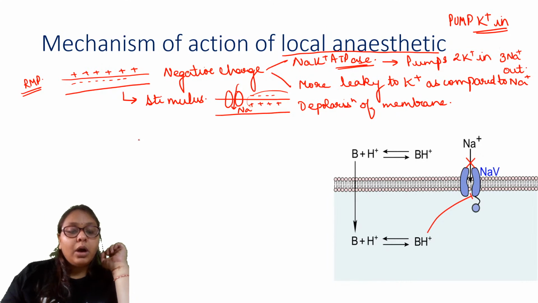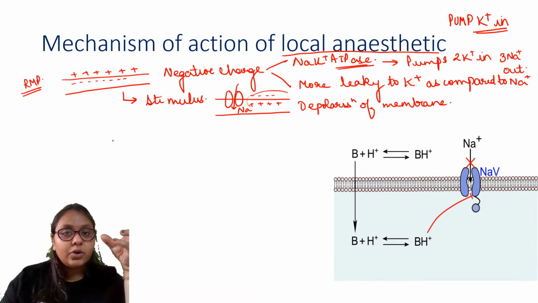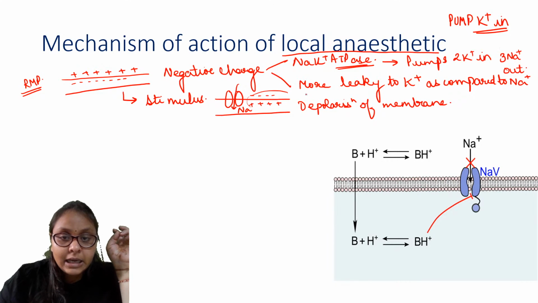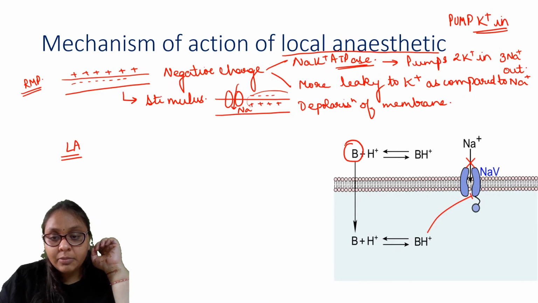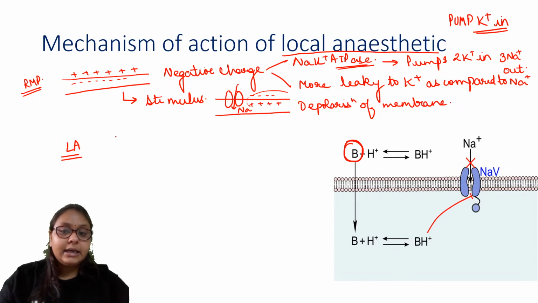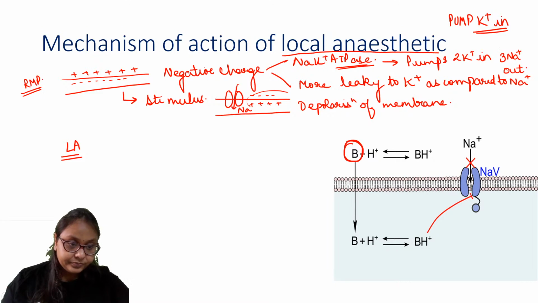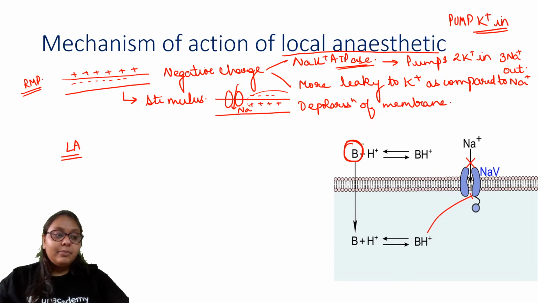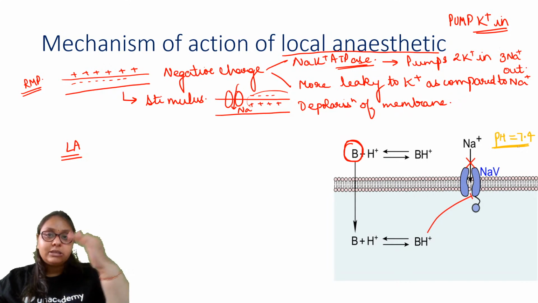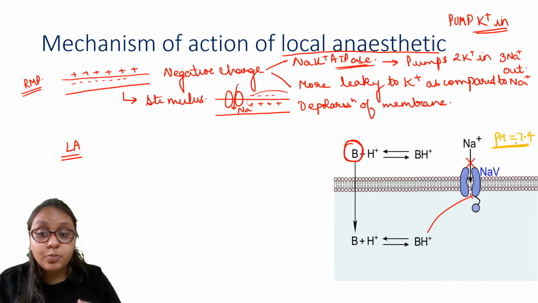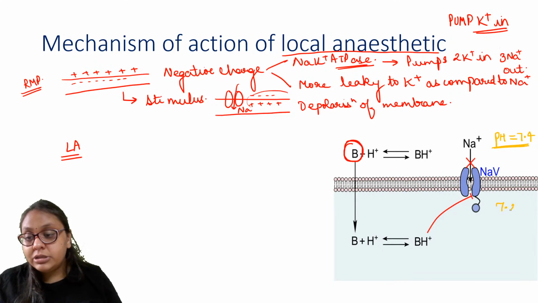ठीक है. Now what happens, जब हम लोगों लोकल एनेस्थेटिक को क्या करना है, लोकल एनेस्थेटिक को इसी कंडक्शन को ब्लॉक करना है. So what happens, local anesthetic, remember local anesthetic, it is a weak base. ठीक है, local anesthetic, it is a weak base. I'll change my color. ठीक है, so what happens here, okay, here the pH outside, that is in the ECF, the pH is around 7.4. Okay, and inside it is around 7.2.